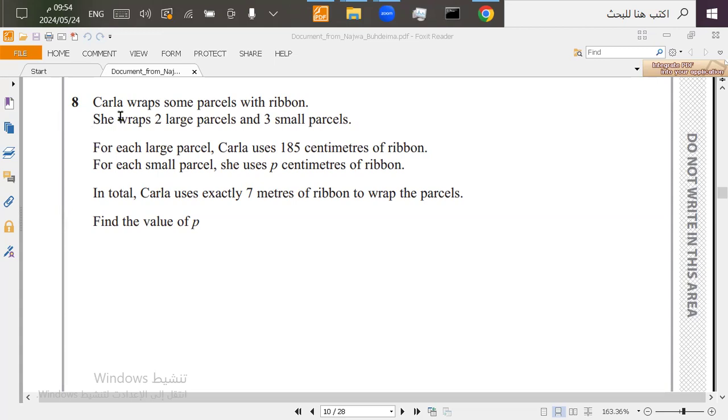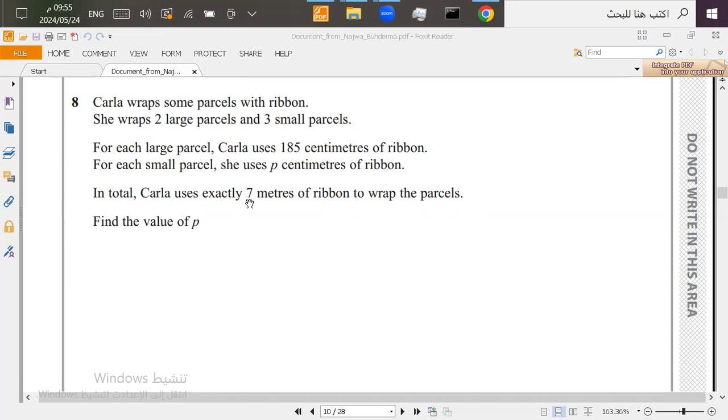In this video, we're going to continue Foundation 2023, Paper 1. Question 8. Carla wraps some parcels with ribbon. She wraps two large parcels and three small parcels. For each large parcel, Carla uses 185 centimeters of ribbon. For each small parcel, she uses p centimeters of ribbon. In total, Carla uses exactly 7 meters of ribbon to wrap the parcels. Find the value of p.